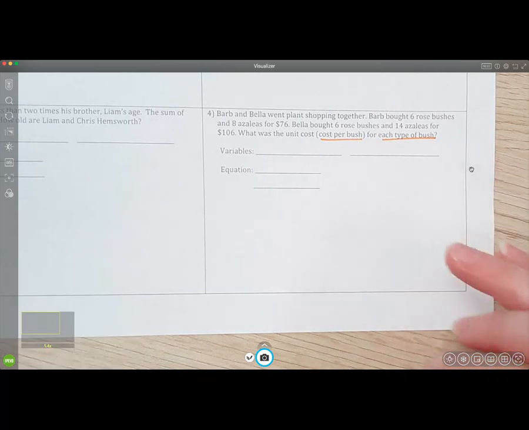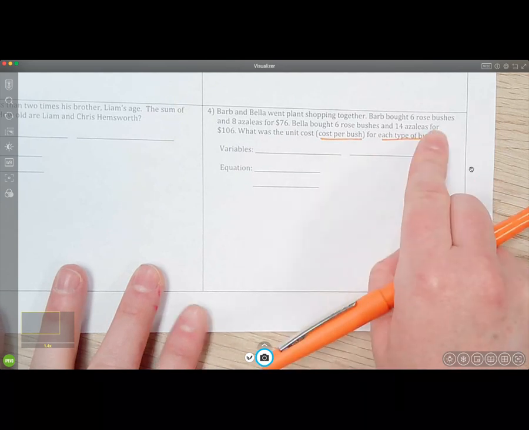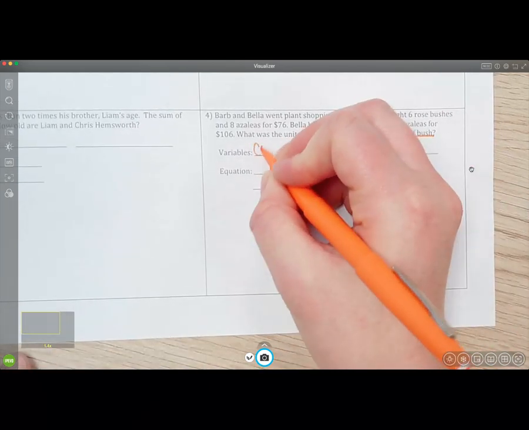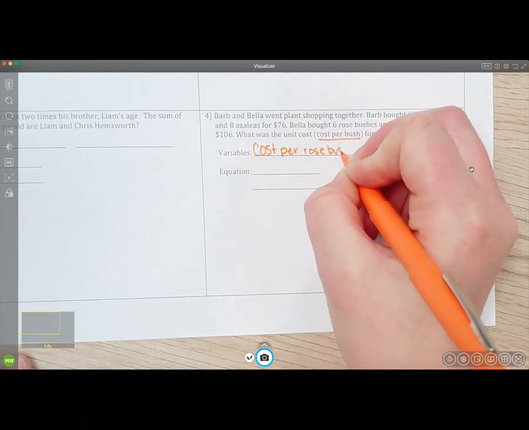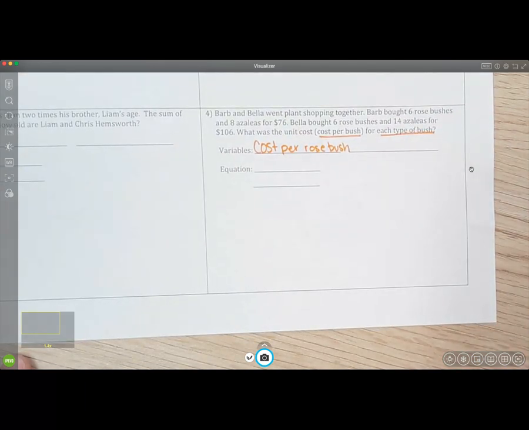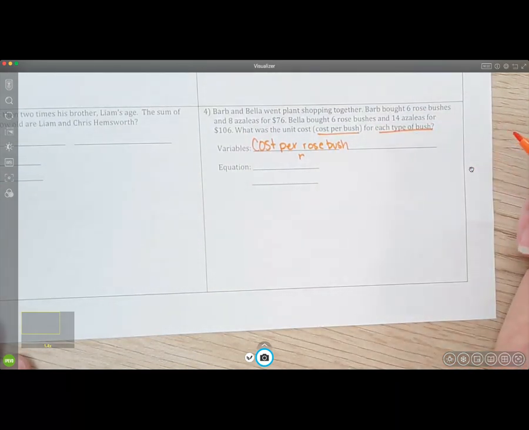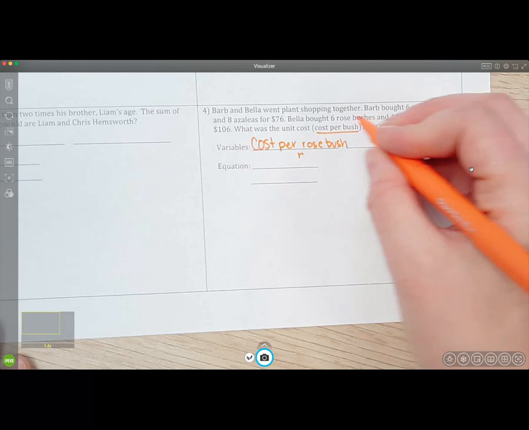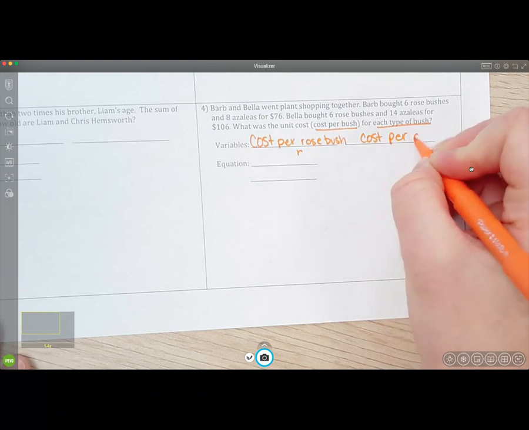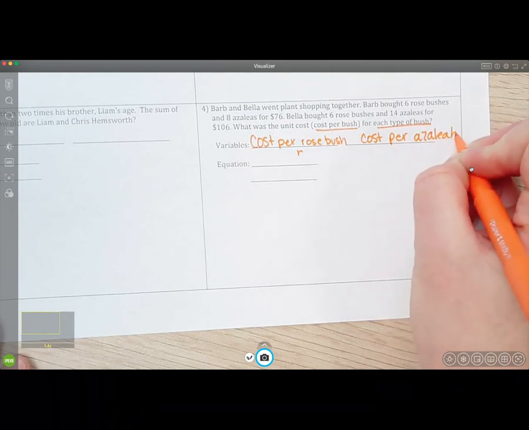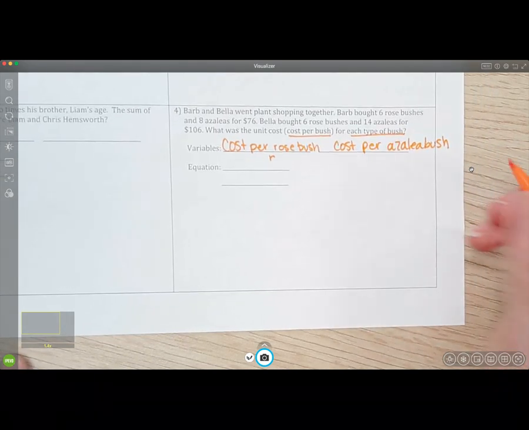So that's what we are wanting to find. So cost per rose bush and cost per azalea. So those are the variables. Cost per rose bush, and I'm going to use R for that one. And then I also have on here that they bought azaleas too. So it's going to be cost per azalea bush. So for azalea, I'm going to use A.